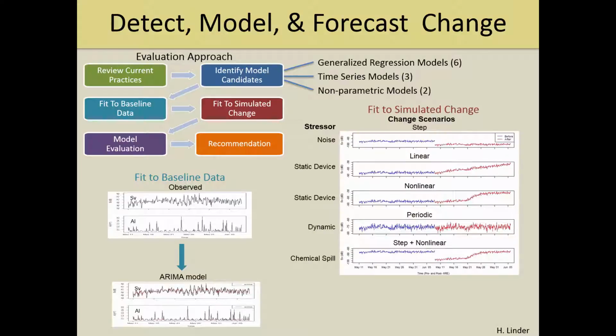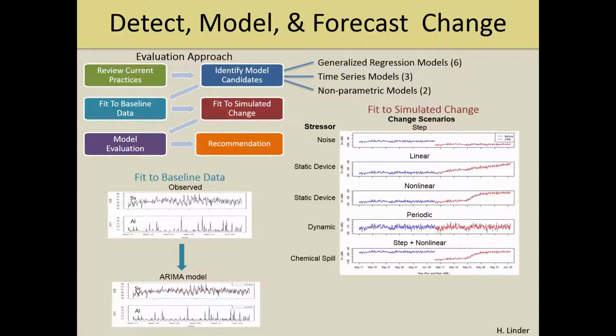Then what we did is we thought about what are reasonable things that represent change. And in the case of marine renewables, we came up with a set of stressors, being noise, the presence of a device, the operation of a device, and a chemical spill, and then a parallel set of 5 what we felt were reasonable biological responses to those stressors. A step change, a linear change, a nonlinear change, some sort of periodic change, which is the only one that varied the variance, and then some combination of a step and a nonlinear change.